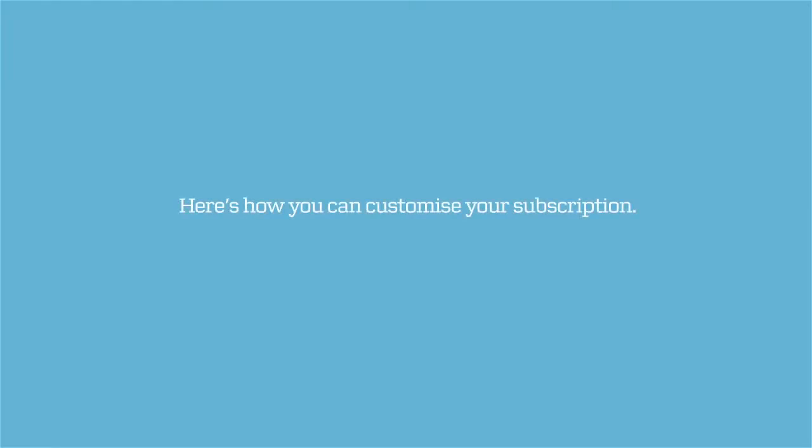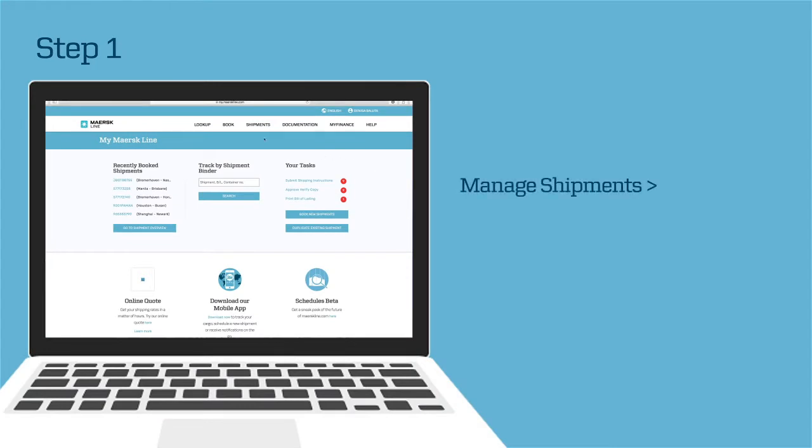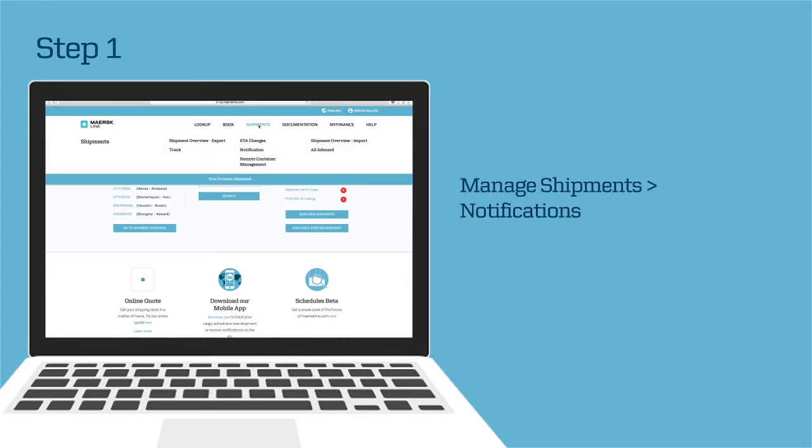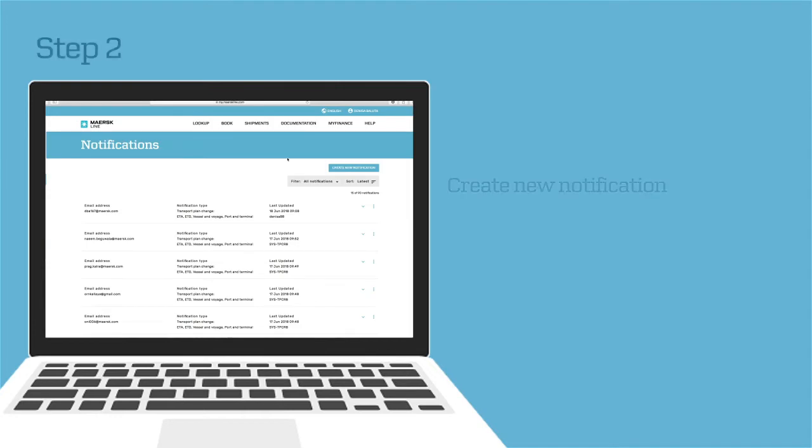Hi, this is how you can customize your subscriptions. In the Manage Shipments menu, click on Notifications. Next, click on Create New Notification.